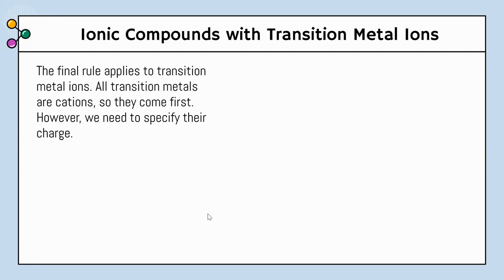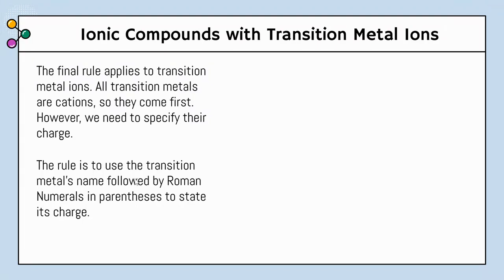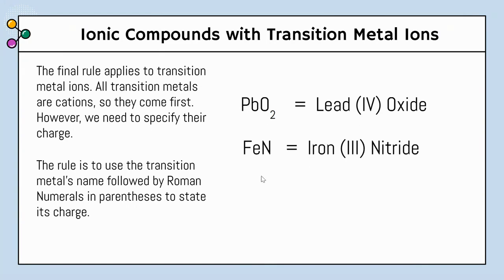And our last rule for determining ionic compounds is with transition metal ions. The transition metal ions are always going to be cations, so they will come first. But we have to use this rule where we use a Roman numeral in parentheses to show the charge. And we have to do this because these elements can have multiple charges. So we have to show what charge they have. For instance, PbO2 is going to be lead(IV) oxide. That's lead, Pb, with the 4 afterwards showing its charge. We have FeN, iron(III) nitride, showing that the charge is 3 on the iron.